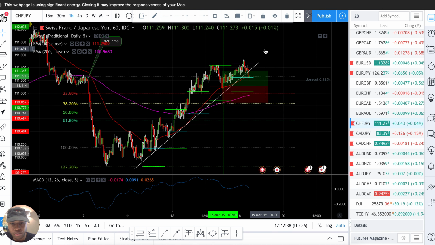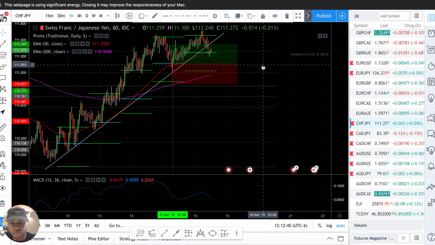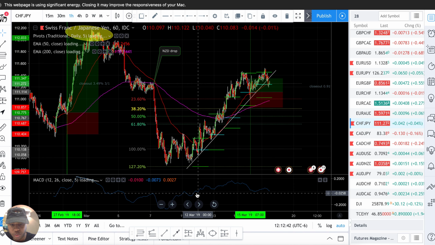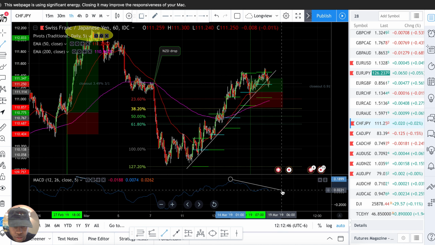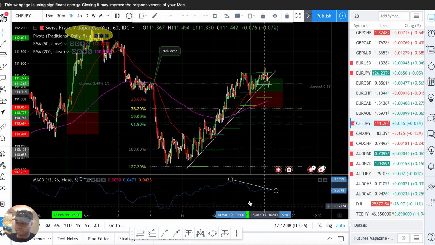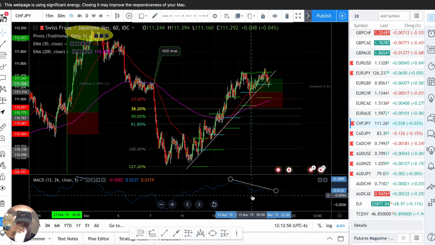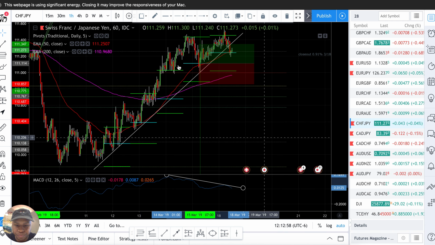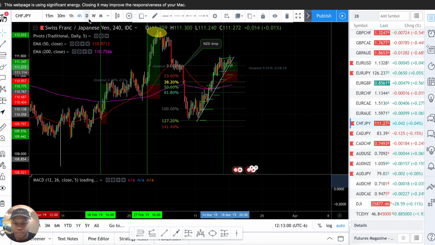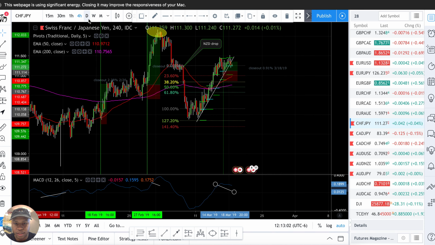There might be another move upwards, but I wouldn't bet on it, especially with MACD poised the way it is. It looks like it's going to fall soon. So with that said, not really something that I want to still be in. I'm definitely going to watch it. I think it's at an interesting level.